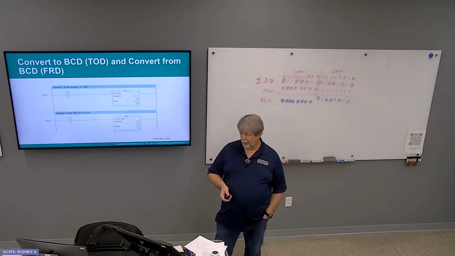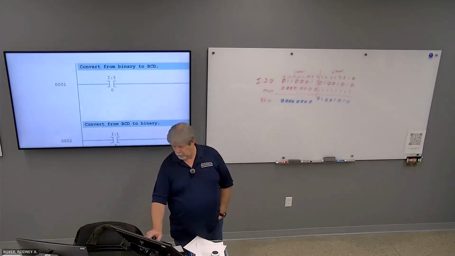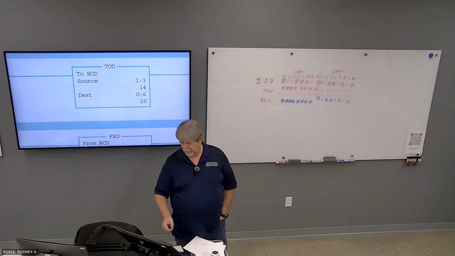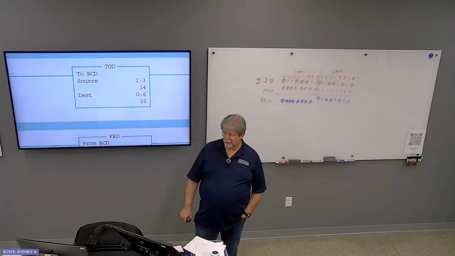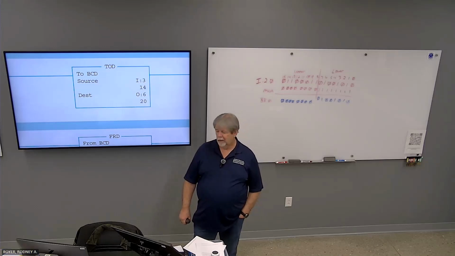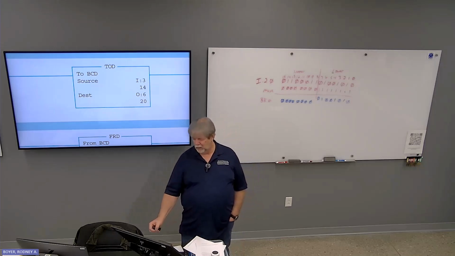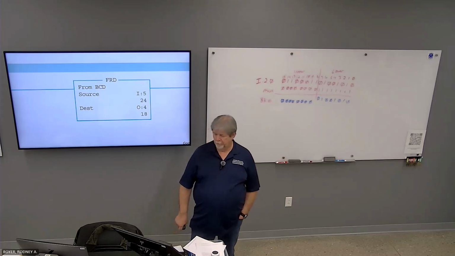Oh look, more typos. So taking the contents of input 30 and writing it into output 60. Same thing there.